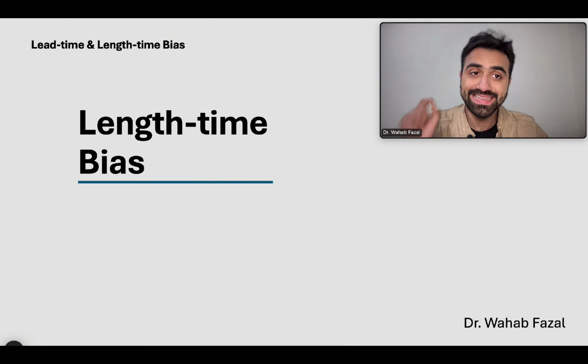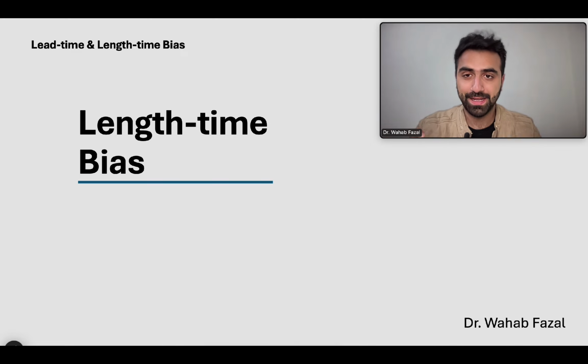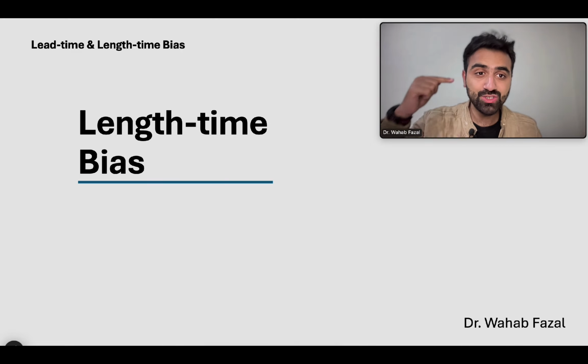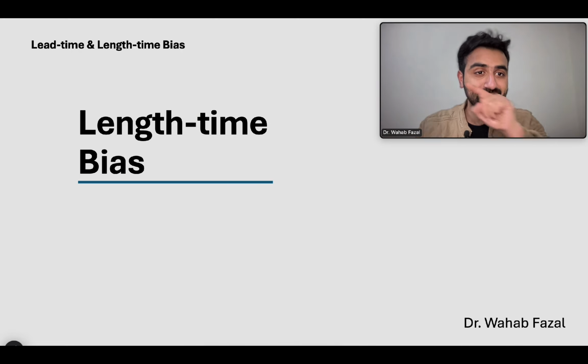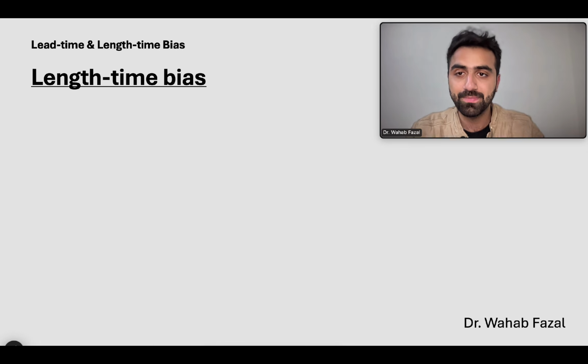Now let us talk about length time bias. Now the concept of length time bias is very, very different. Lead time bias is usually for diagnosing people with the disease. That's why you had only one arrow. Length time bias deals with the population level, deals with a lot of arrows. Let's understand it with the help of an example.